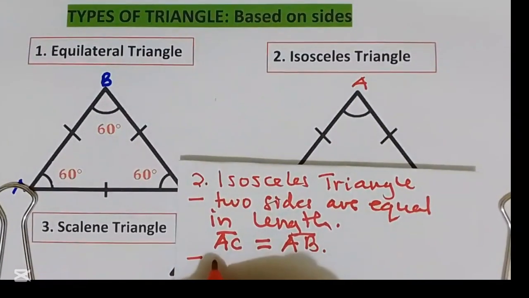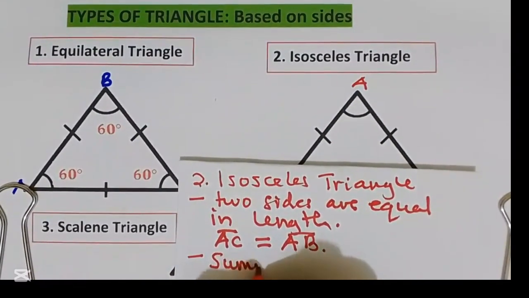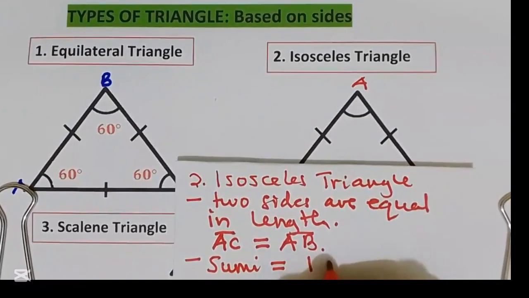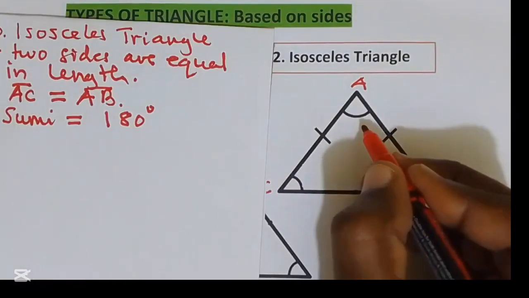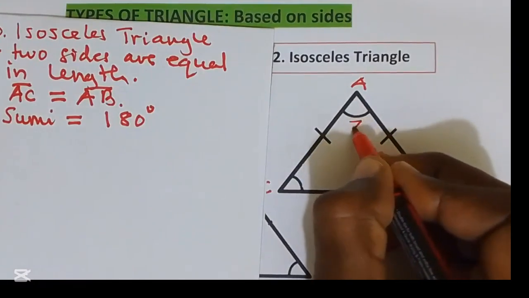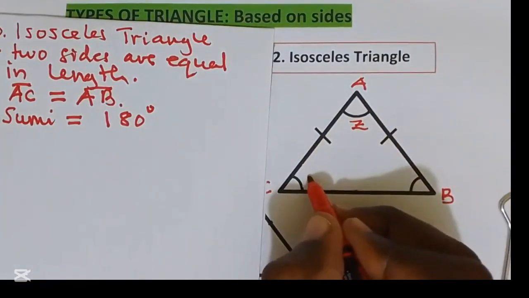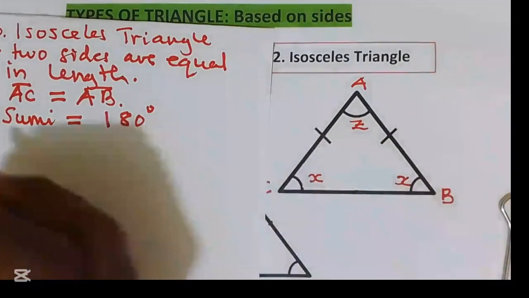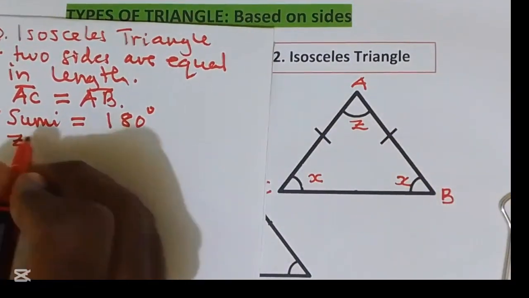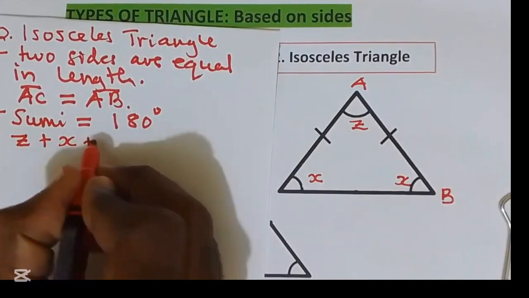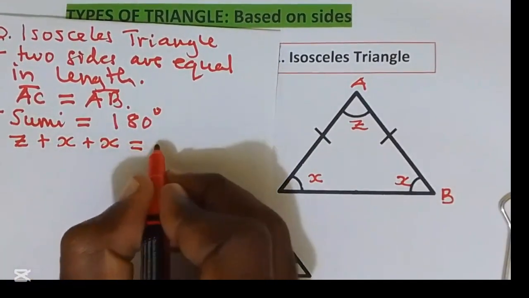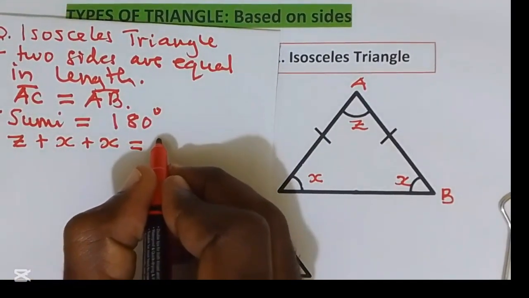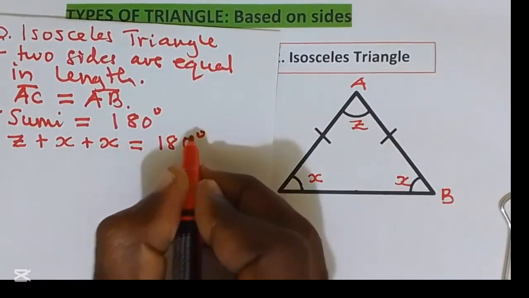Second, the sum of interior angles is equal to 180 degrees. That means if I call this angle Z and I call this angle X, and this one is also X because they are equal, if I take Z plus X, I'm going to get the sum of interior angles equal to 180 degrees.